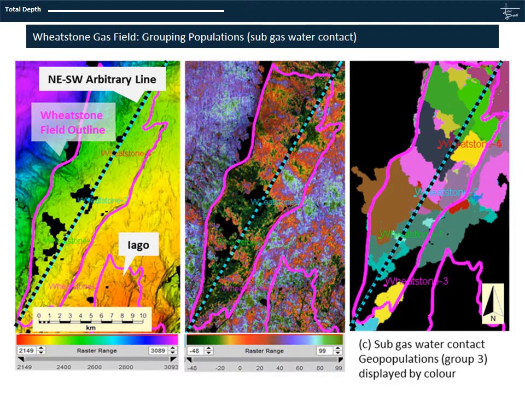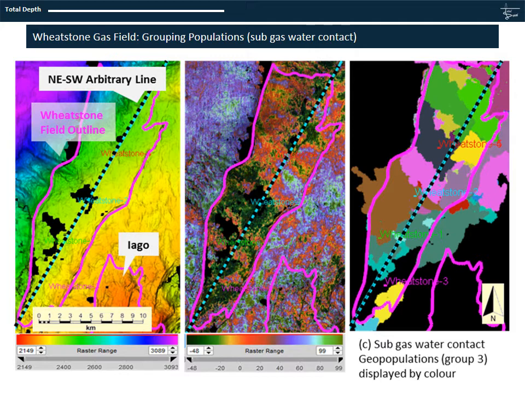So here we have the inter-Jurassic unconformity, or IJU, being shown on this two-way time map. We see an outline of the Wheatstone field. We see an outline of the Ago field. We see an arbitrary line going northeast, southwest. In the middle, we see a fitness map, which shows the genetic variability of the waveforms within that population. And we also show a whole bunch of geopopulations that exist below the IJU. Now we're going to use those, and I'll describe that in the following slides.